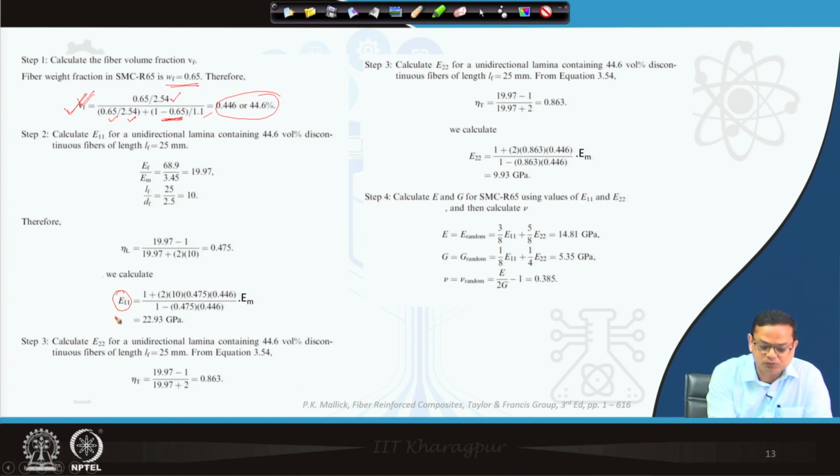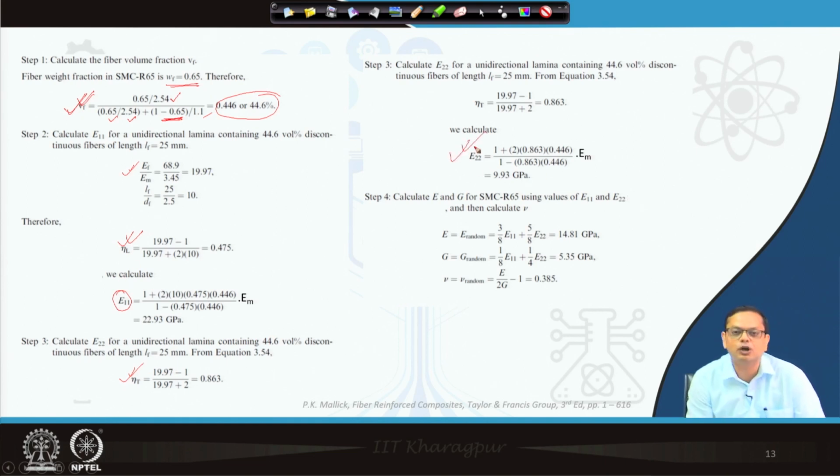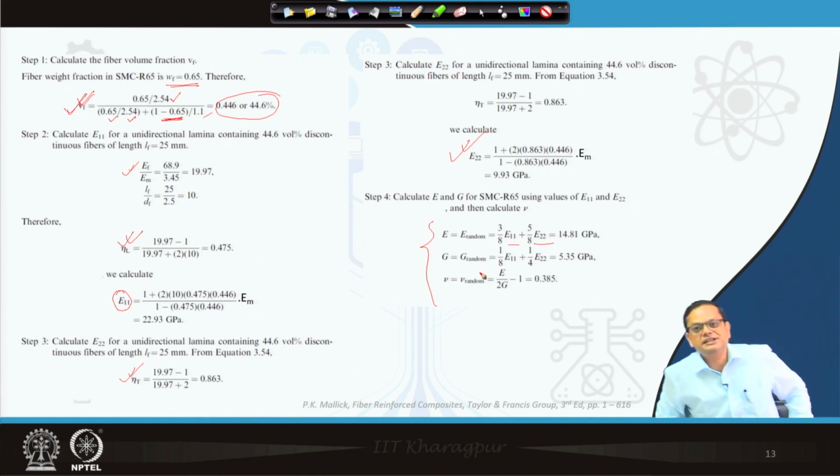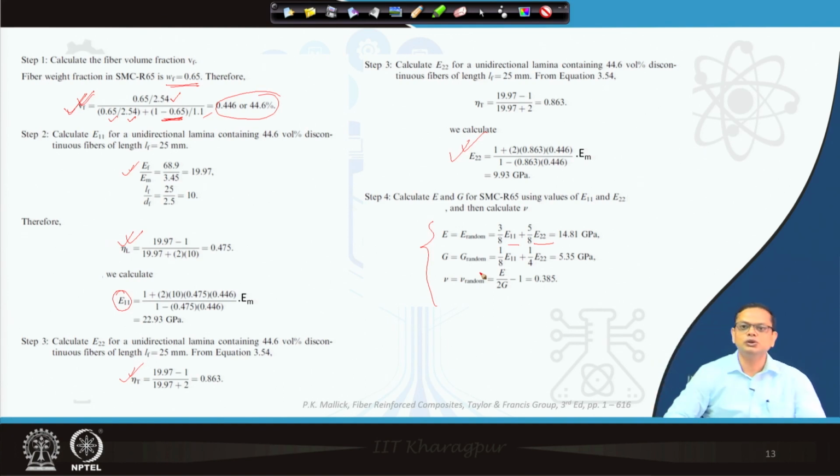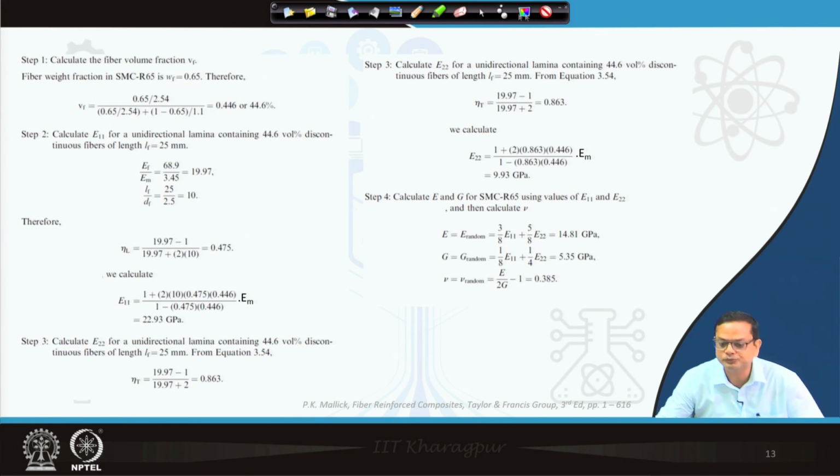In order to get the value of E 11, eta L has been calculated, E f over E m calculated, because all these equations have to be plugged in. So, that is how it has been done. And then similarly eta t has been calculated, that is transverse over longitudinal, and then E 22 has been obtained by using the Halpin-Tsai equations. And then finally, using the E 11 value and E 22 value you got earlier, you get the values of E, G and nu when the fiber distribution is random. So, that is how you solve these problems. Let us move on now.